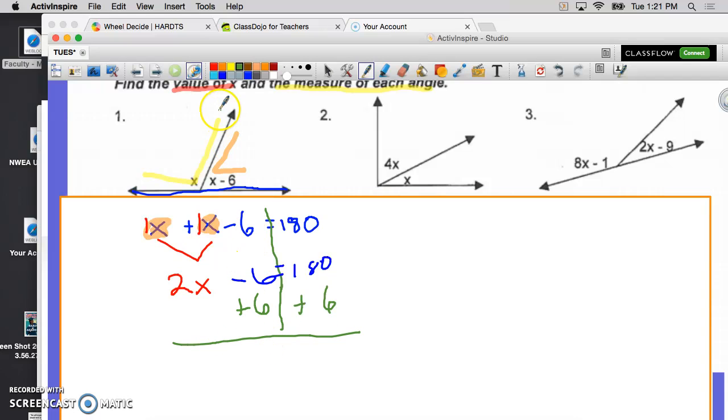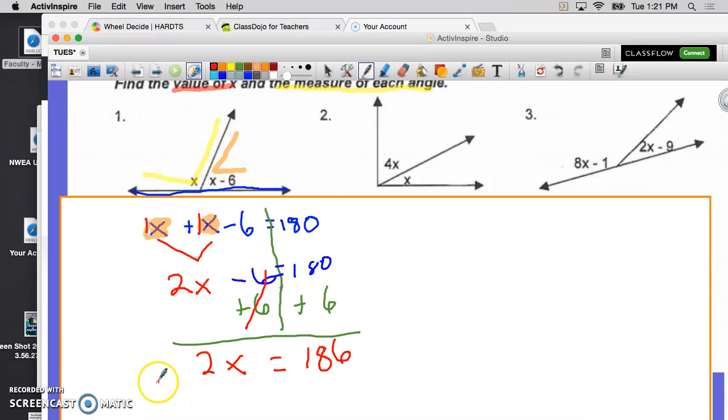Okay? So what happens is this. My 2x drops back down. I do the math here. Negative 6 plus 6. That's 0. So what happens is this canceled out all together, so I don't have to bring nothing down. And that was the point, my friends. I will bring my equal sign. Then I do this math. 180 plus 6. Well, that's 186, isn't it?